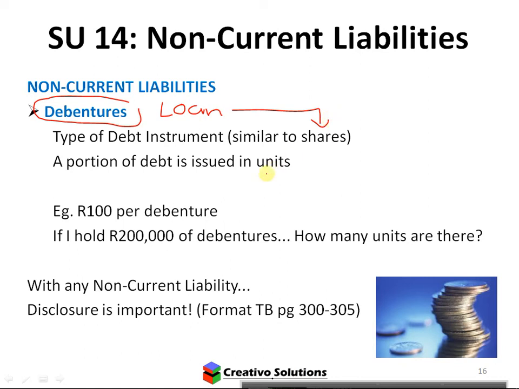So that's what you're looking at here. You're looking at a debenture, where they're taking a loan and splitting it into units. They split it into small units so that people would be more willing to grant those loans. Because as I said, it's difficult to get one big loan from one financier. It's easier to get many small loans from different parties.